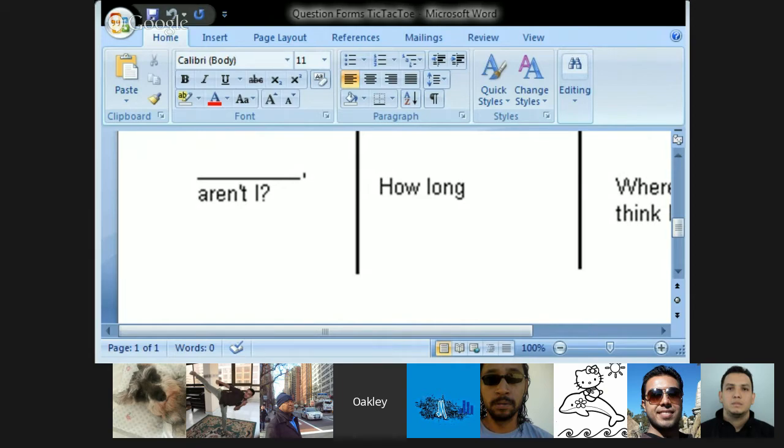However, if you want to form a contraction, you can't do it. There is no contraction of I not or am I. It is I am, I'm. So because it's impossible to form a contraction in this tag, it is very common in English to use this contraction, aren't I.